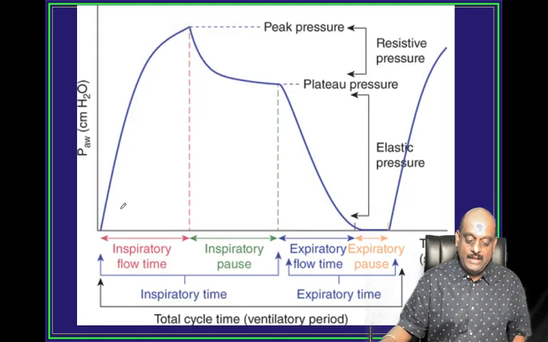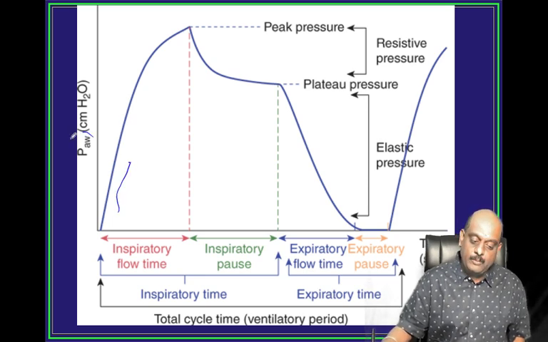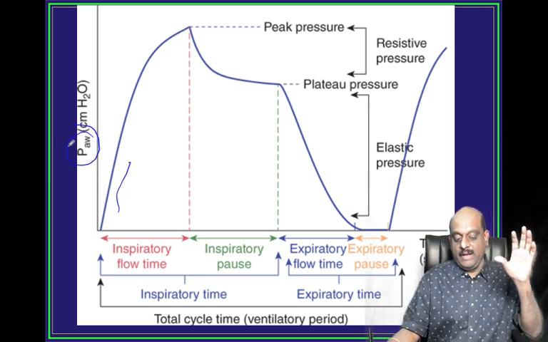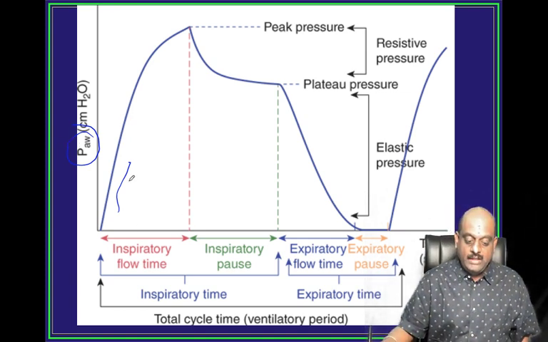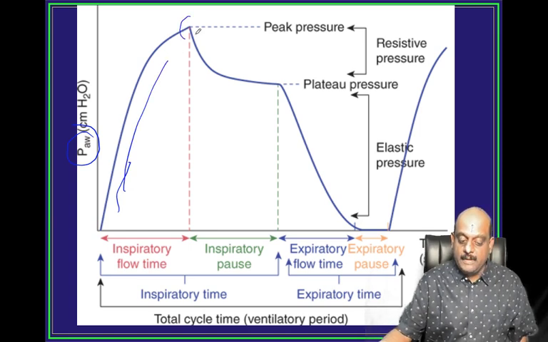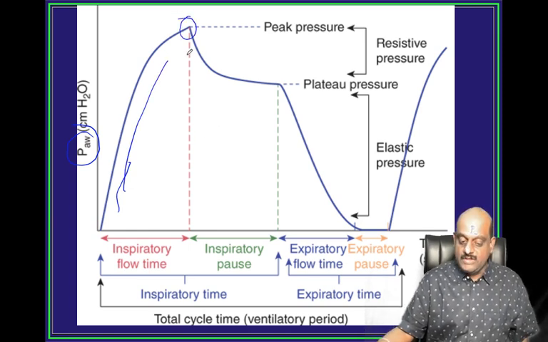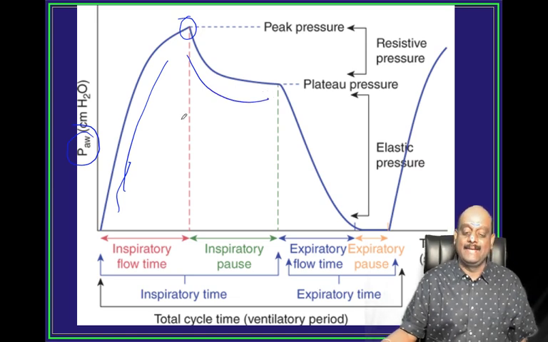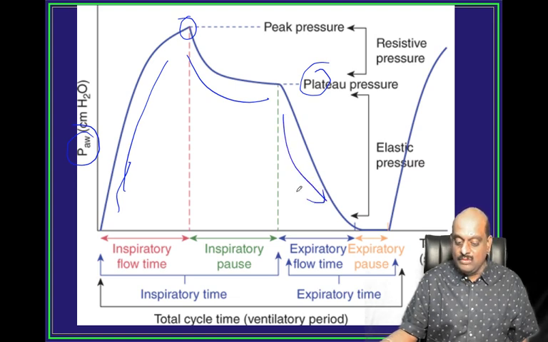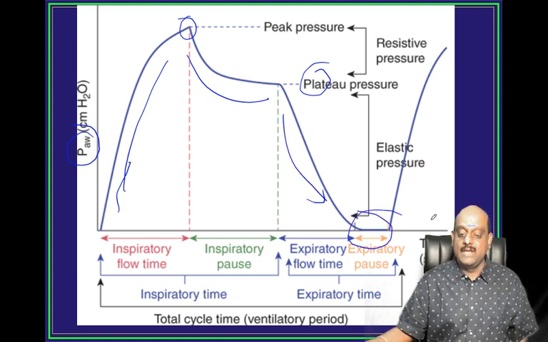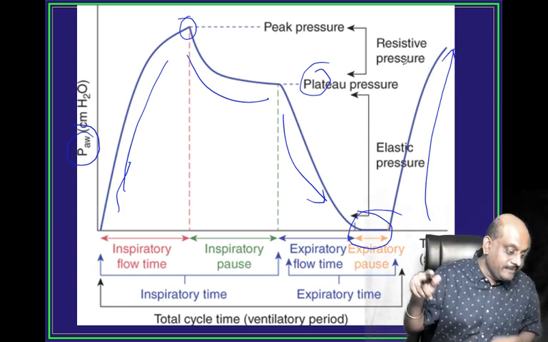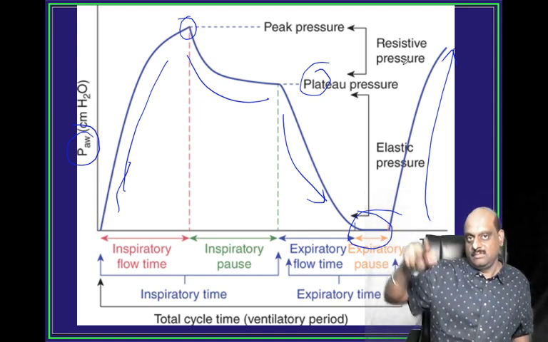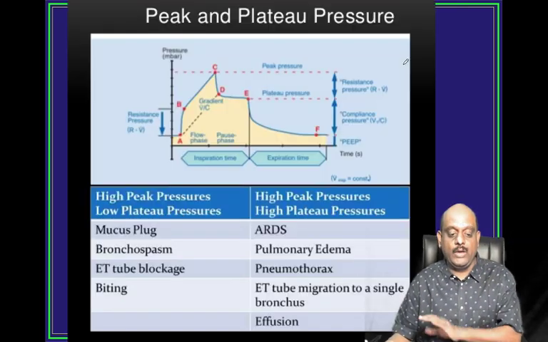So doctor, suppose you plot the pressure in centimeters of water against ventilatory time. This is the inspiratory flow, this is called the peak pressure. Then this is called the inspiratory pause. Then this is called the plateau pressure. Then you have the expiratory flow, then there is an expiratory pause. Once more, there is an inspiratory flow. So this is how the phases go on.